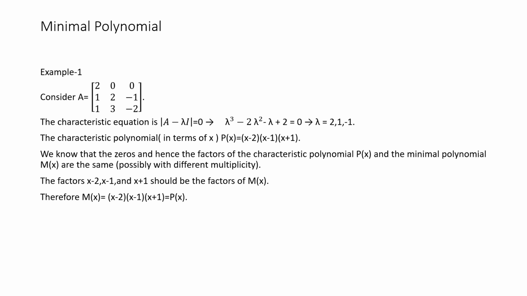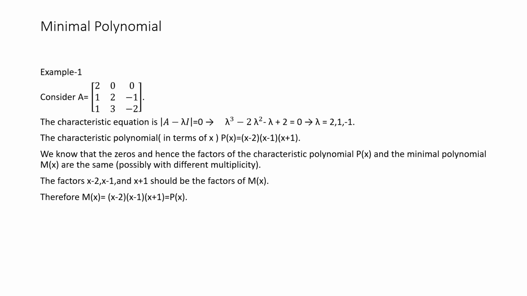Now we will check an example. Consider A equals matrix, first row 2 0 0, second row 1 2 minus 1, third row 1 3 minus 2. To find out the minimal polynomial, first we have to find out the characteristic polynomial. The characteristic equation is determinant A minus lambda I equals 0, which gives lambda cube minus 2 lambda square minus lambda plus 2 equals 0, and its roots are 2, 1 and minus 1.